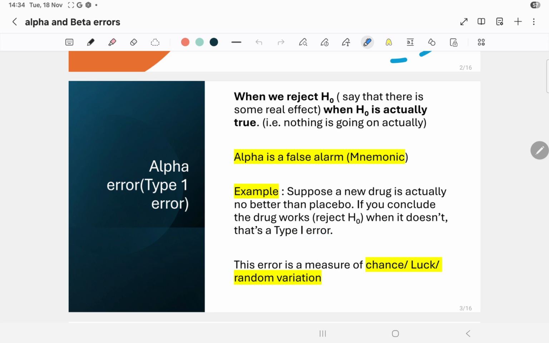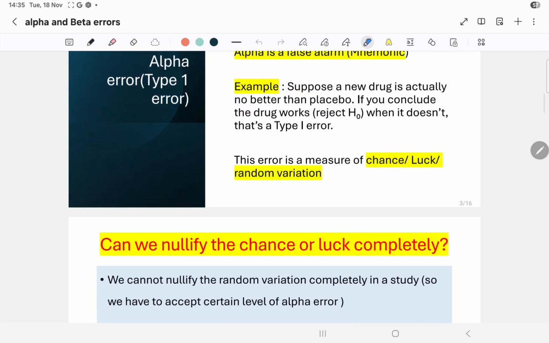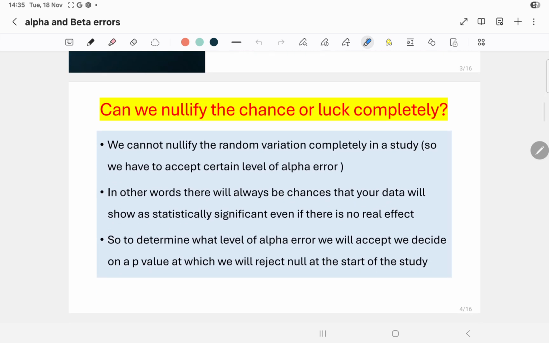So why, if there is nothing going on and the drug is not effective, will the data show as statistically significant? This can happen due to pure chance, pure luck, or random variation. It is like you go to an exam without studying and you pass. So that is an alpha error. It is a measure of pure chance or pure luck or random variation.